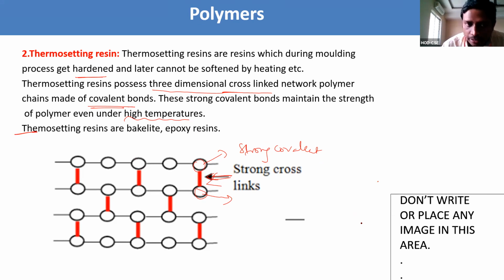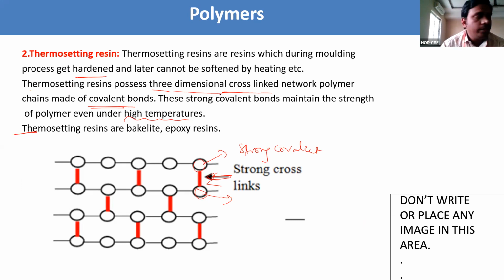The reason behind that is that the bonds between these polymer chains are strong covalent bonds. During the molding process it remains strong and hardened. It cannot be softened by heating either. The reason is the presence of strong covalent bonds between the polymer chains.